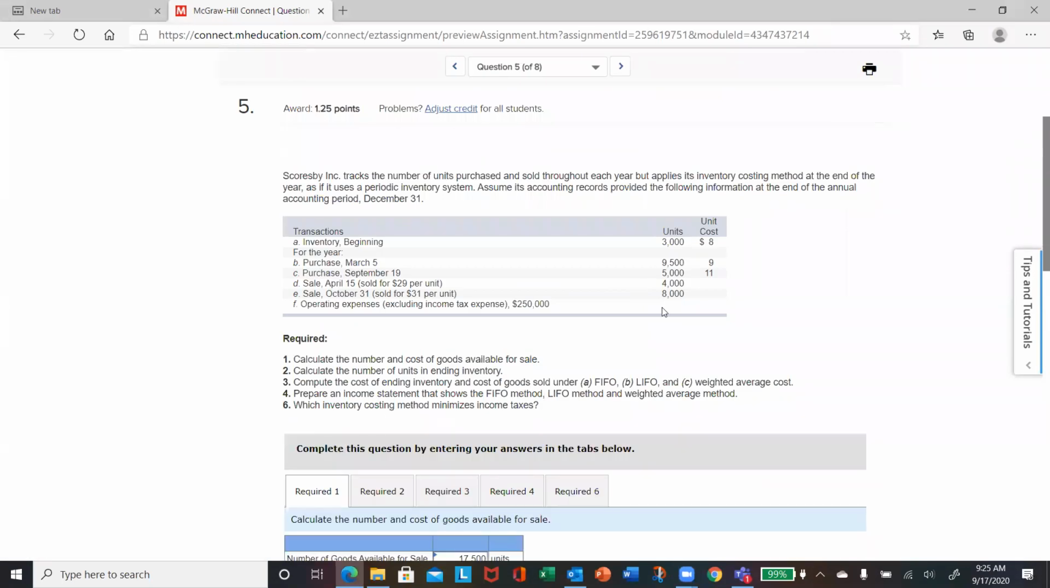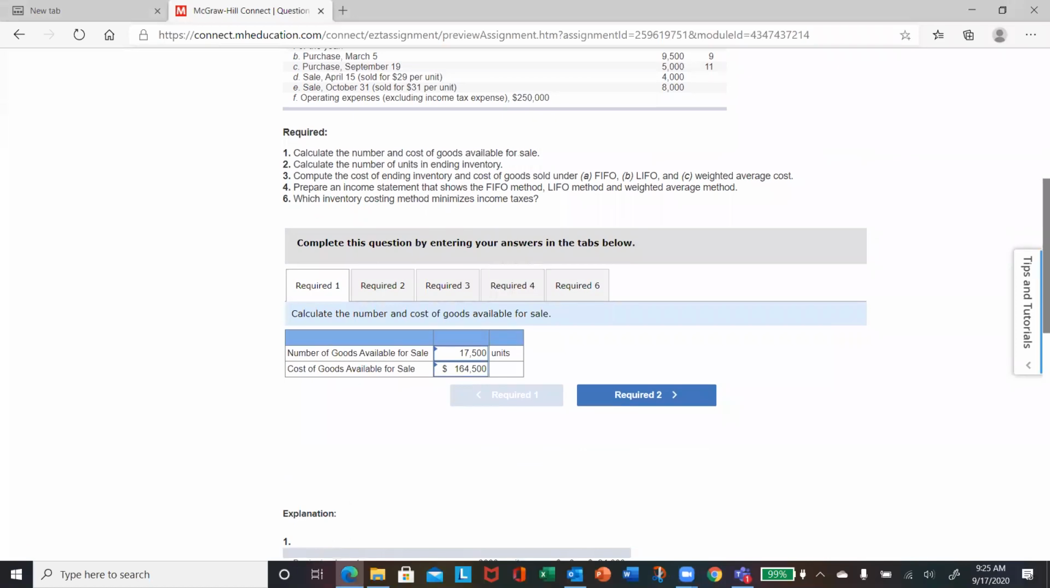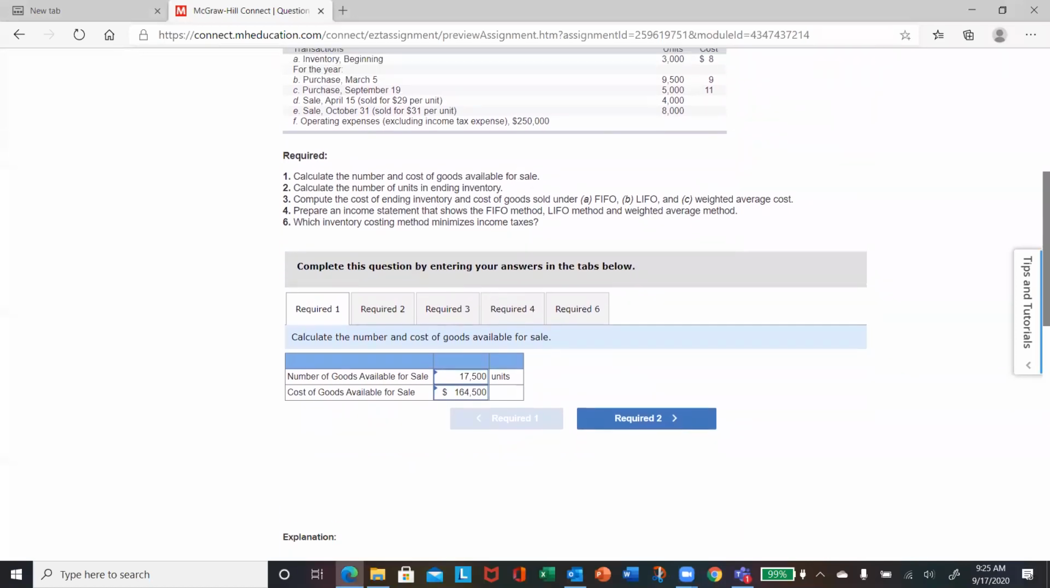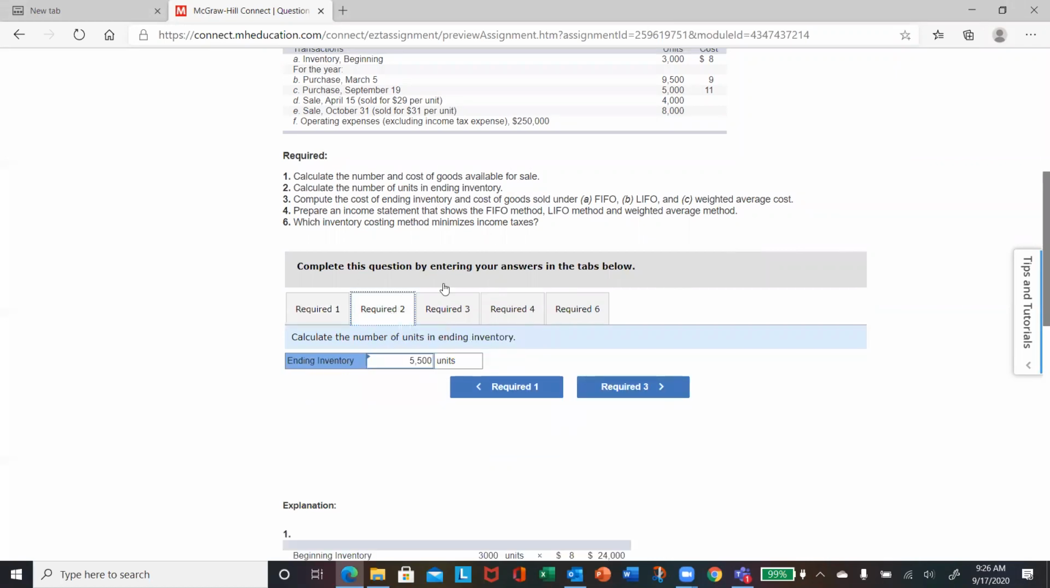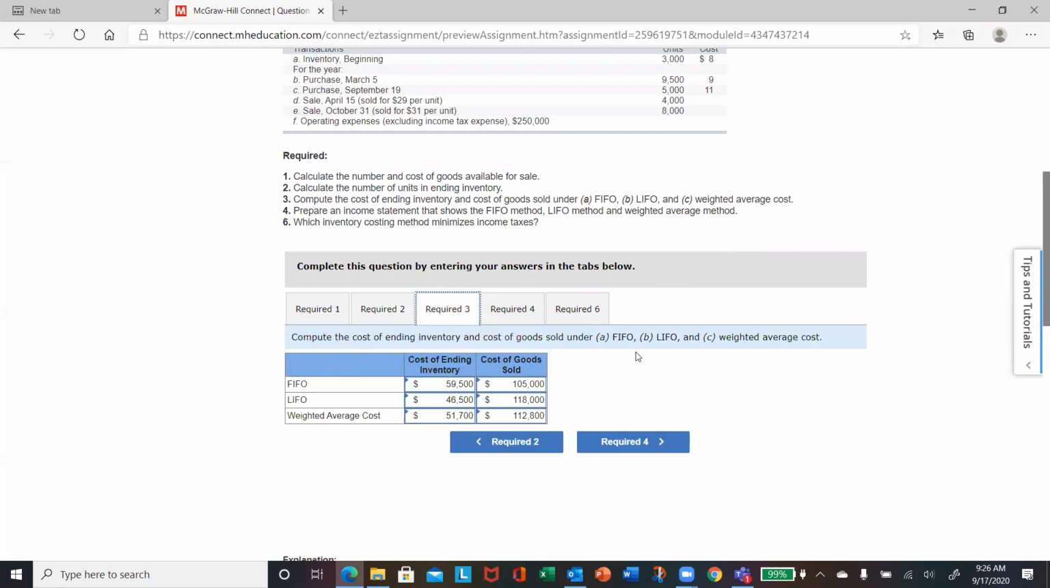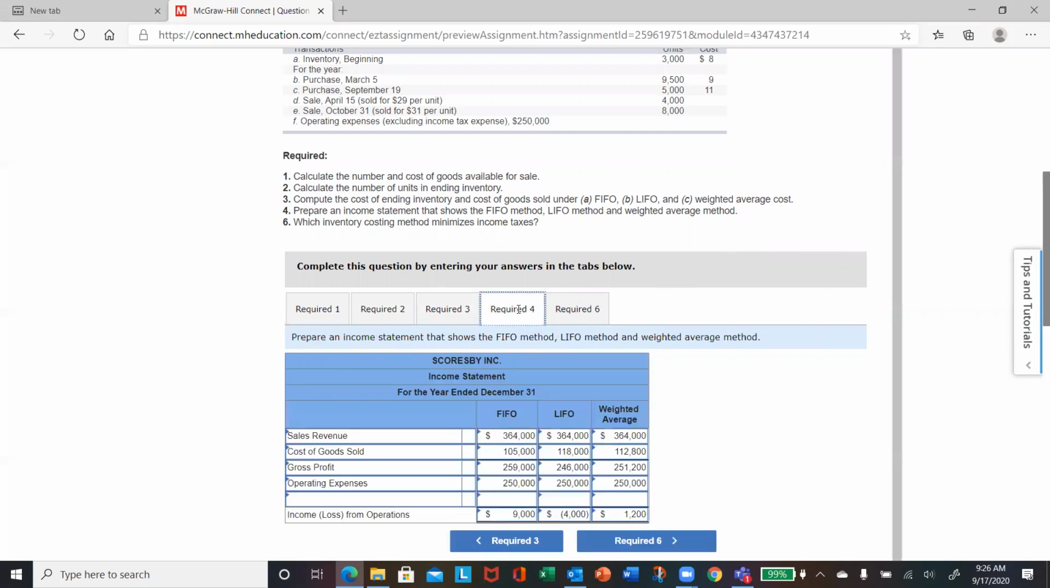Let's check out number 5. And again, on number 5, it looks like they got a whole bunch of stuff going on here, but basically they're just, again, taking you through steps. Again, I'll show you the requirements first. You've got to get the units and cost of goods available for sale. That's one requirement. Then they want the units in the inventory. Then they want you to actually enter the cost numbers that you're going to calculate.